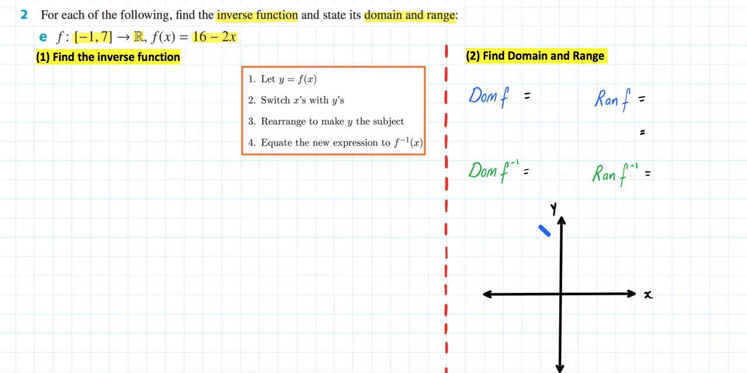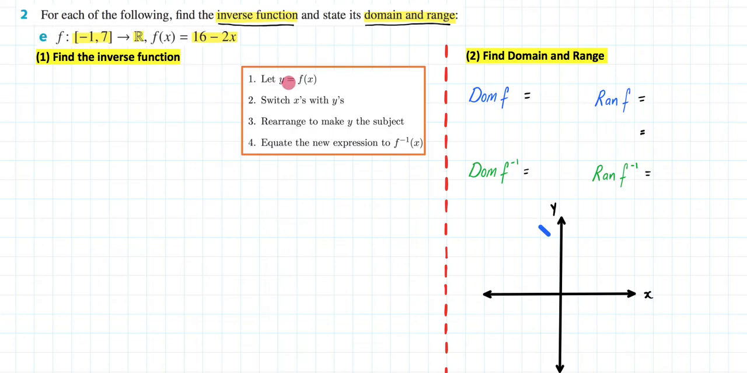Now the question is asking two things of us. First, to find the inverse function, and then to find the domain and range. And as you can see here, I've broken it up into those two steps. First, finding the inverse function, and then I'll find my domain and range. So let's begin with our first step, finding the inverse function. And as you can see here, I've written down the steps we need to follow.